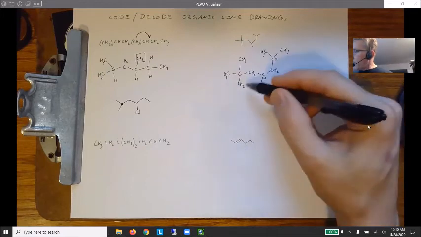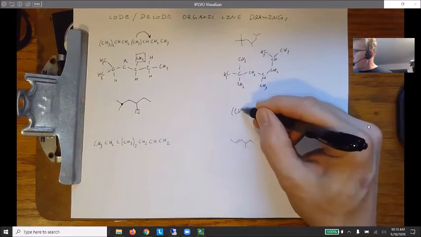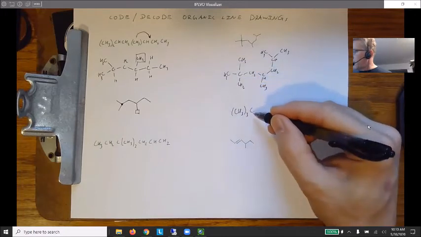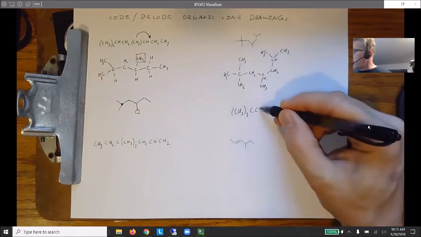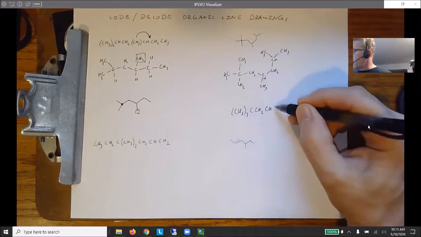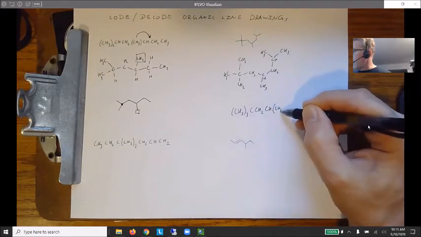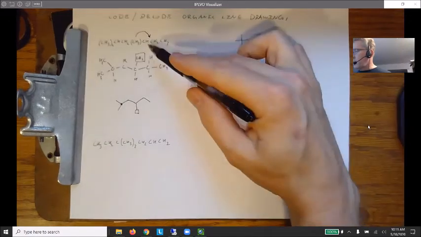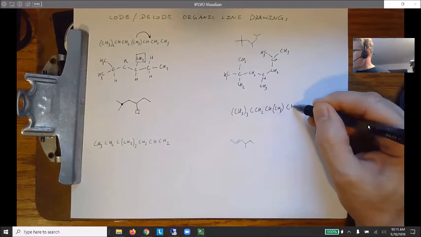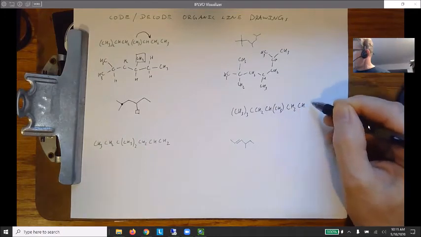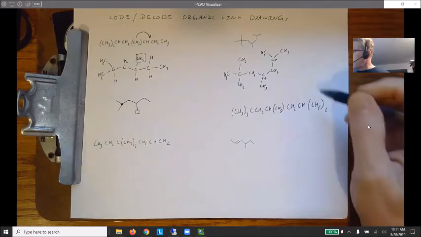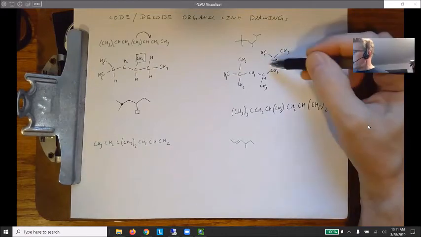We can wrap all this up into CH3 taken 3 times, attached to a carbon. This is attached to CH2. This is attached to CH with a methyl group added the correct way instead of up there. We continue on. We have CH2, CH, and then we end up with CH3 taken 2 times for this dimethyl group here.